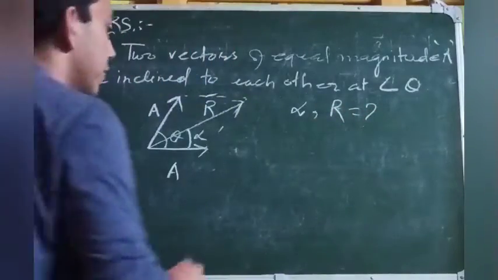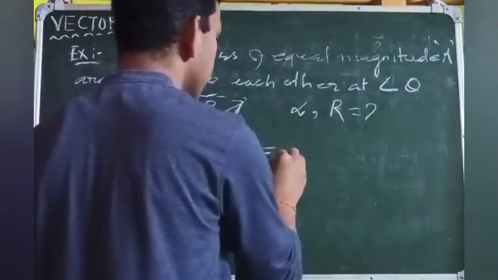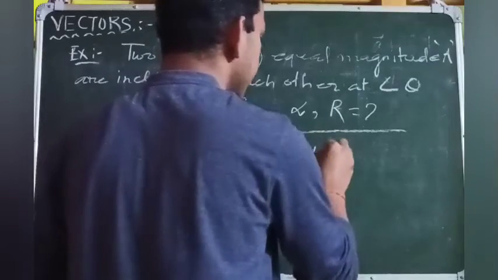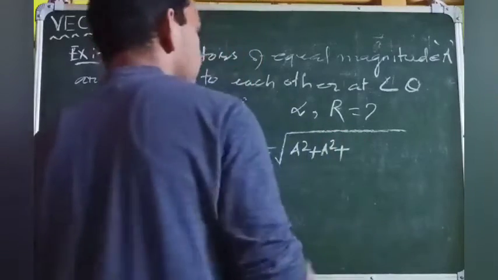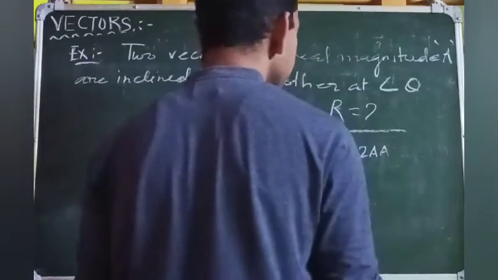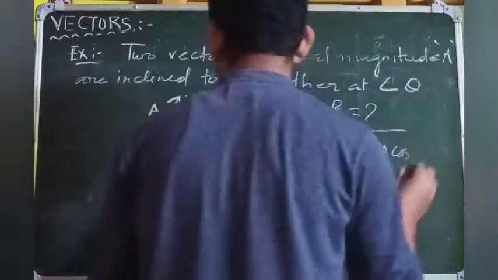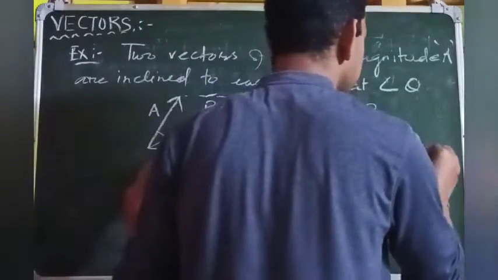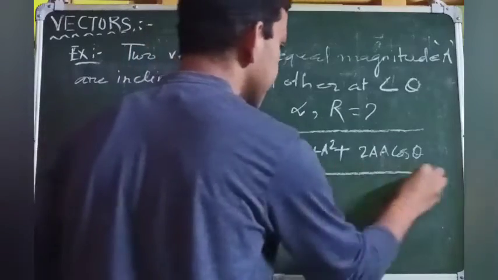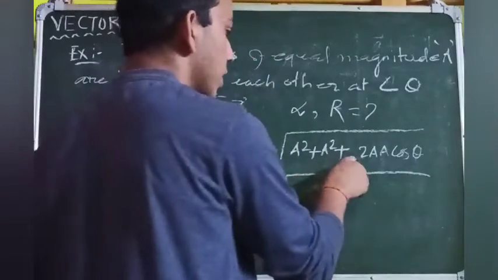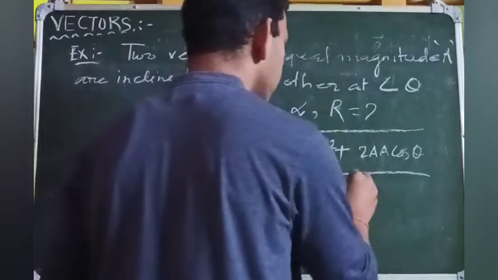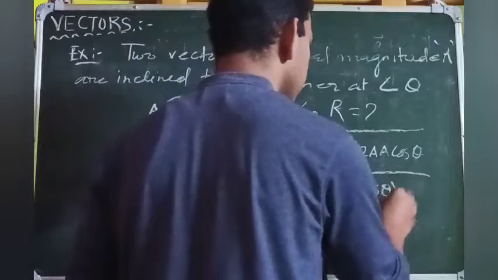Now using the direct formula, we can write R is equal to root under A squared plus 2 times A multiplied with A cos of the angle between the two vectors, which is theta. So we are getting it as 2A squared plus 2A squared cos theta. So we can take 2A squared common: 1 plus cos theta.